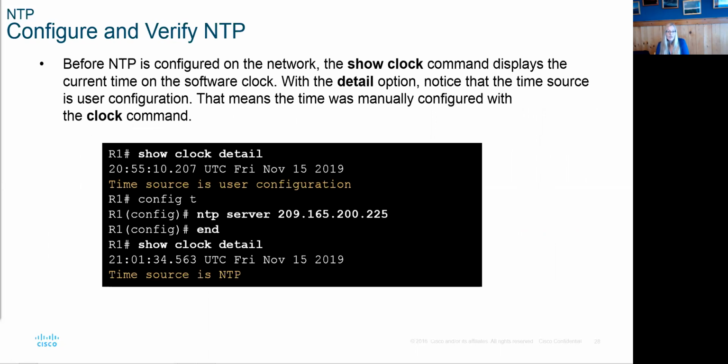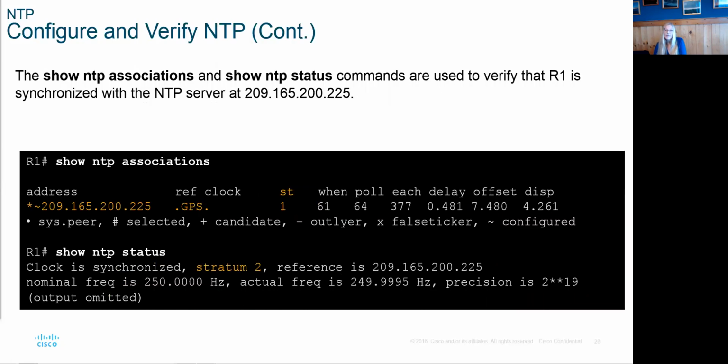So in order to configure 209.165.200.225 as the NTP server for router 1, this is the way we would do it. It would just be ntp server and then the IP address, and then end. We can use the show clock detail command, and then we can see that the time source is now NTP, as opposed to manually configuring it.